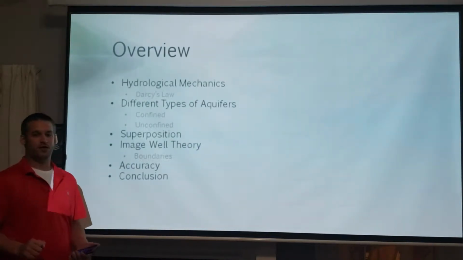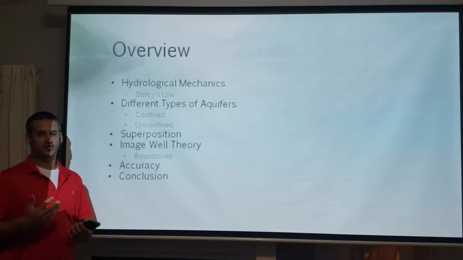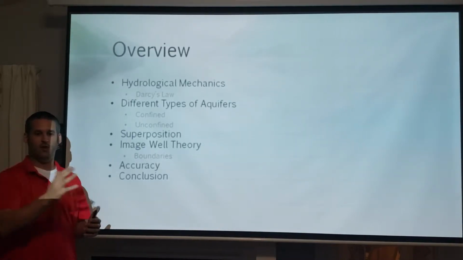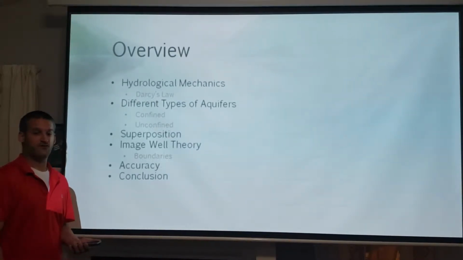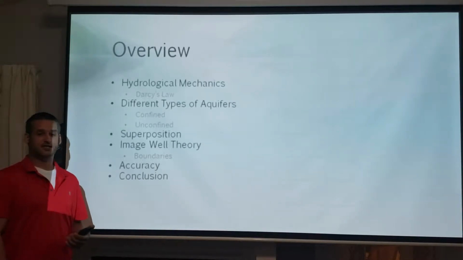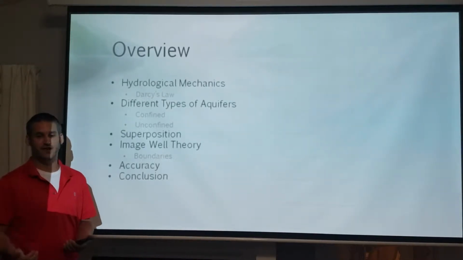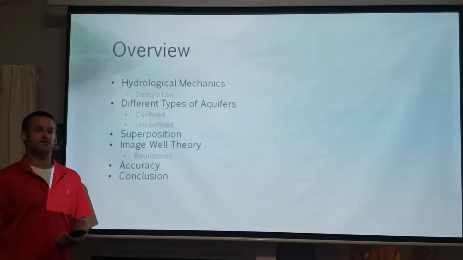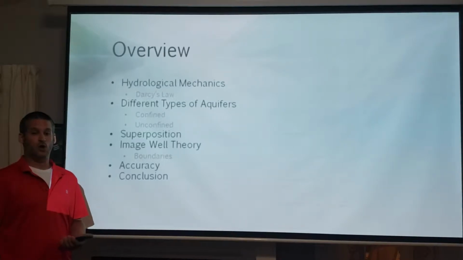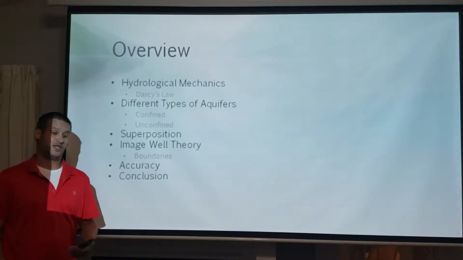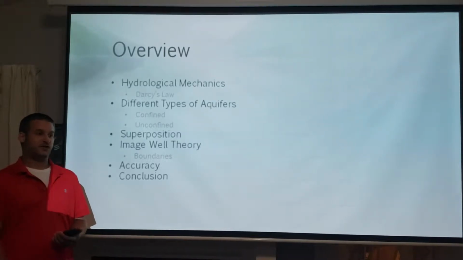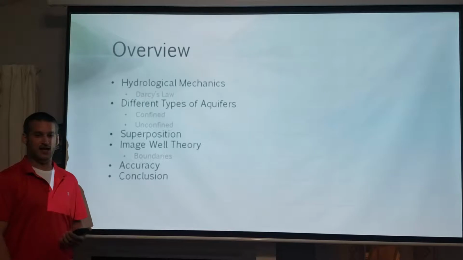So to do an overview of what we're going to do today, we're going to go over the hydrological mechanics, basically what's happening underground, how that water's moving. Then we're going to go into Darcy's Law, a very important part of groundwater hydrology as a whole. We're going to discuss the different types of aquifers. There's a confined and an unconfined, and we'll go into depth in that very shortly. We're going to go over superposition. We will go over image well theory and discuss what separates the different types of image wells and as far as the boundaries go. And then we will go over the accuracy of this method, and I will give you my conclusion.